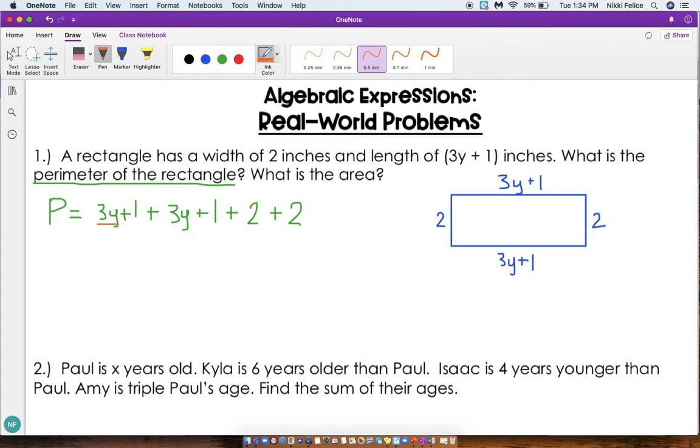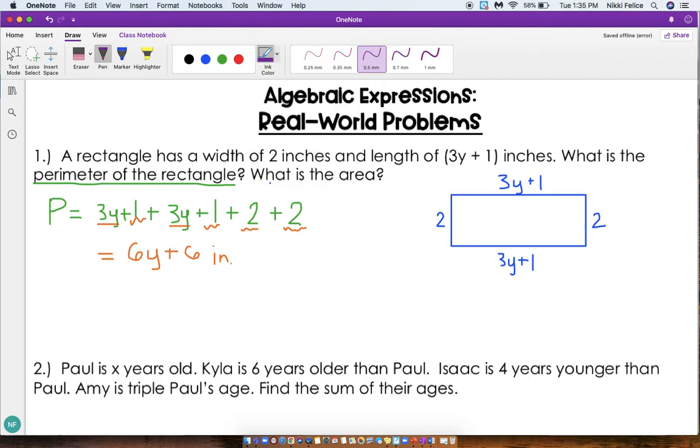A 3y, a 3y. Together that is 6y. 1 plus 1 plus 2 plus 2. Well, 1 plus 1 is 2. 2 plus 2 is 4. 4 plus 2 is 6. So our perimeter is 6y plus 6 inches. That's the perimeter of our rectangle. We add all 4 sides together. I cannot combine this expression anymore, so that is our answer.